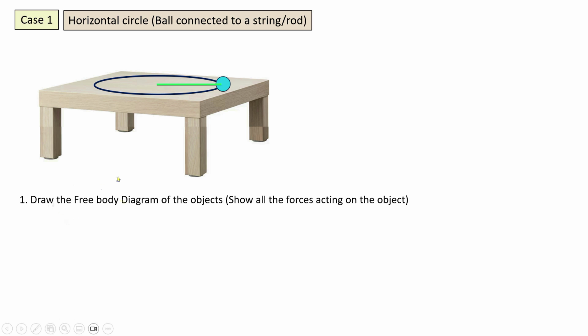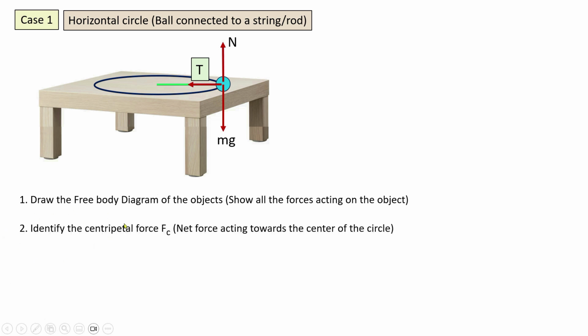Step number 1 was to draw the free body diagram of this object. So the number 1 force is the gravitational force, which is the weight mg acting downwards. Then, since the ball is in contact with the table, we have a contact normal reaction N pointing upwards. Also, since the ball is connected to a string, there is tension in the string as well. So, there are a total of three forces acting on this ball.